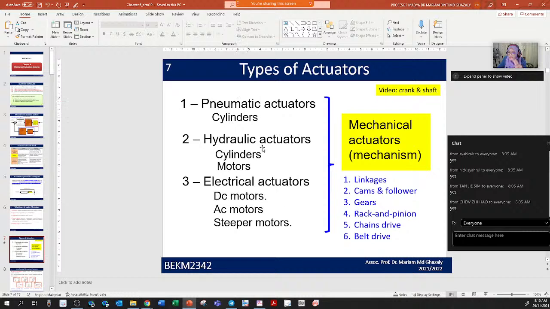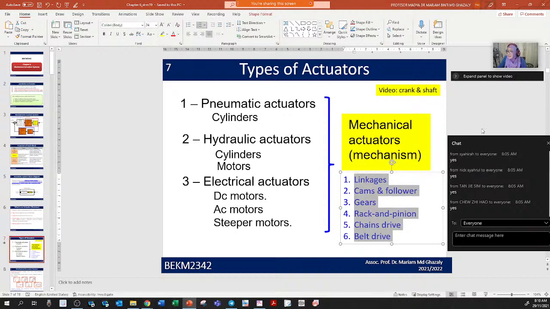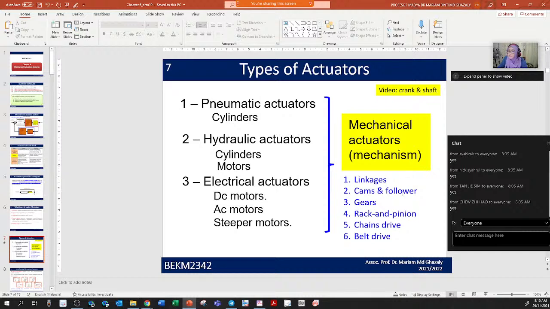All of these three actuators are actually linked together by the mechanism. So examples of the main mechanism that you need to know are these six main types of mechanism. The first one is linkages. So we will go through one by one. Linkages, what are linkages?